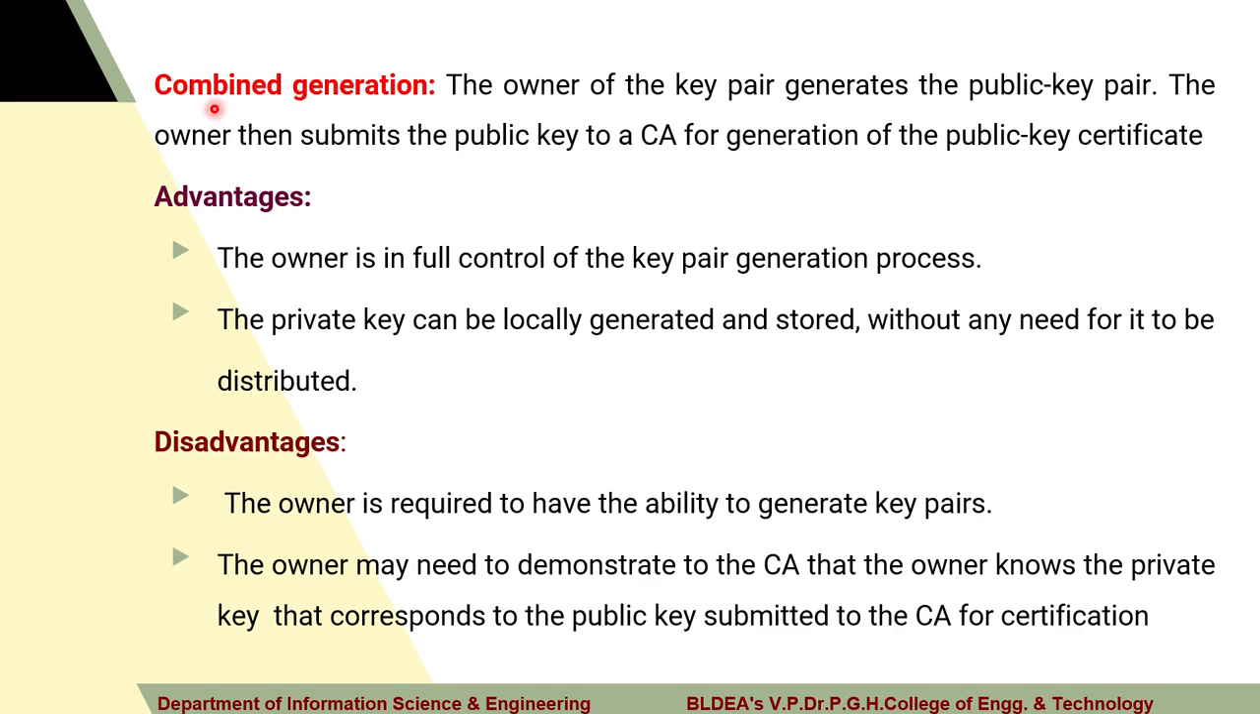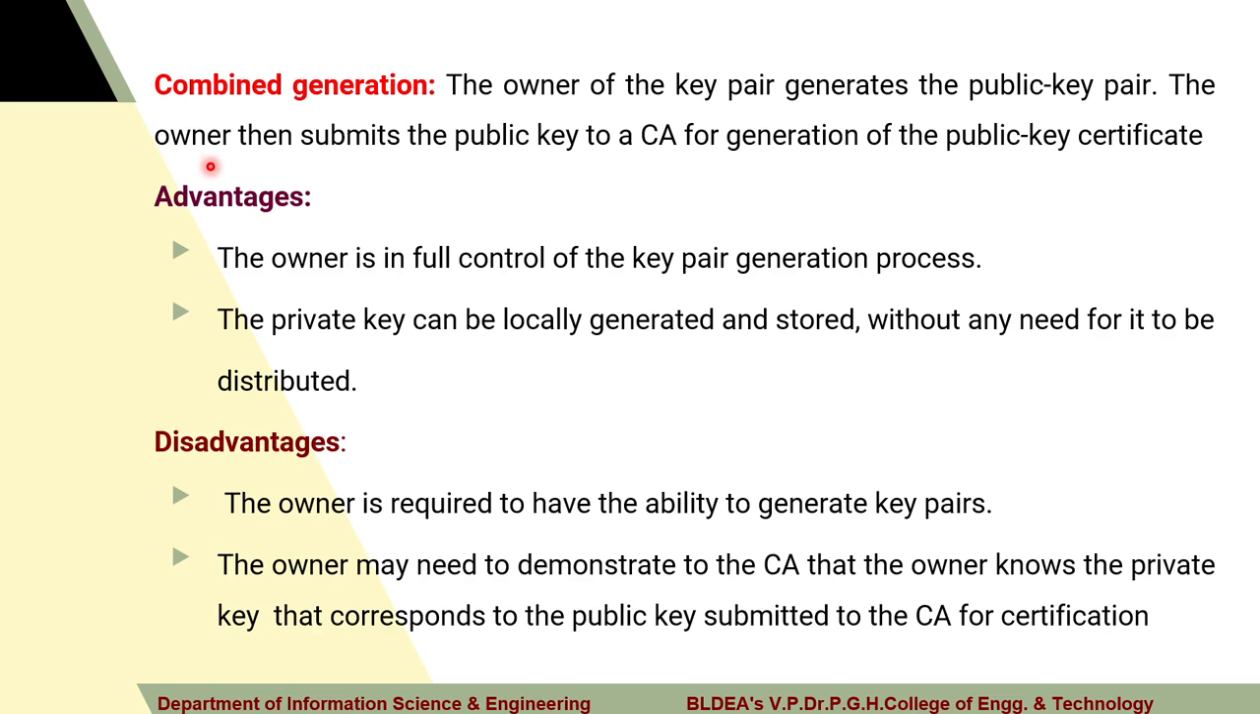One more approach is what we call combined generation. The owner of the key pair generates the public key pair here. So the owner itself generates the key pair, then submits that public key to a CA for generation of the public key certificate. In the previous method, they use a trusted third party, which generates the public key and private key, and those keys are used by the owner.